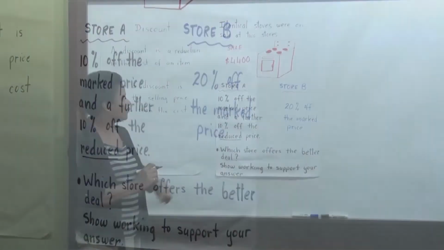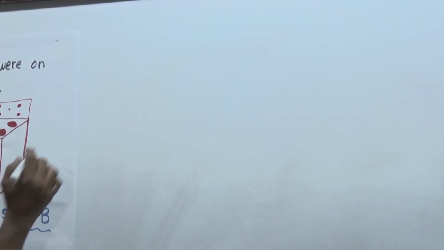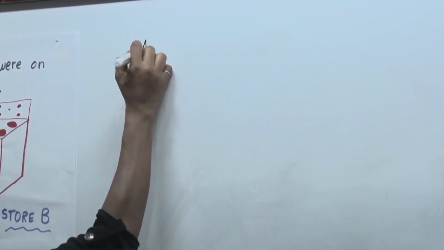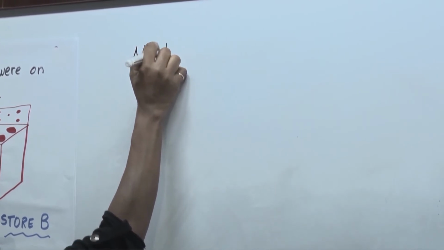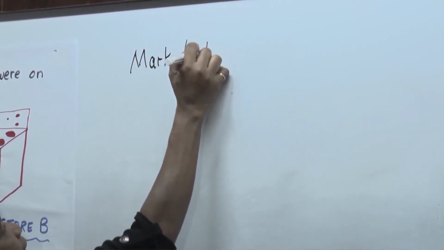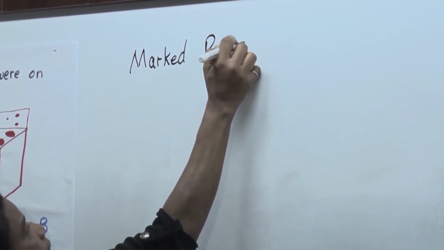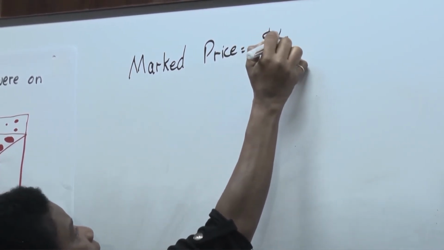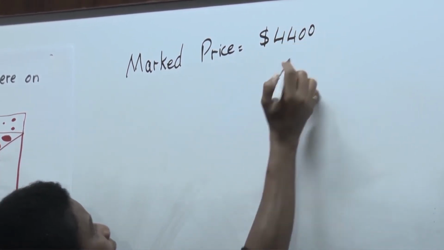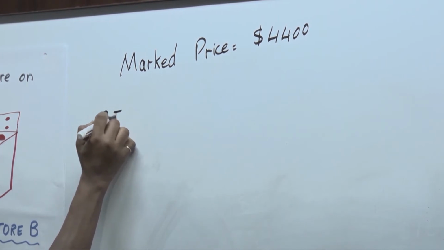So let's start at store A. Yes, the marked price of the stove is $4,400. Let's put that down. The marked price is $4,400. We're going to start with store A.